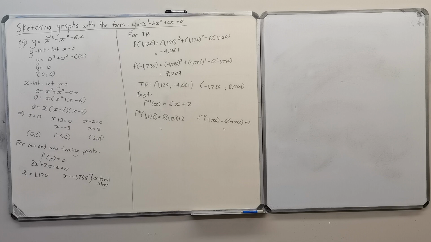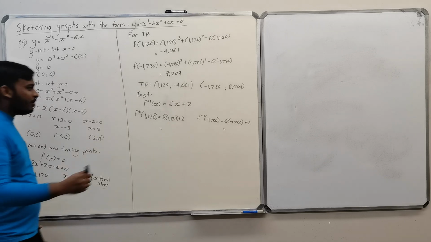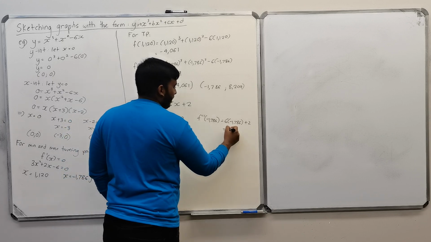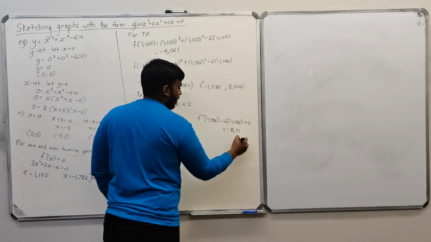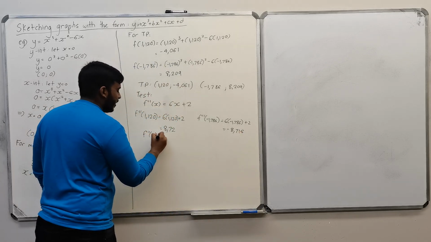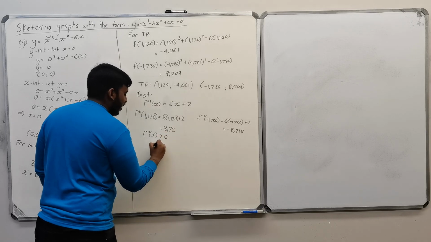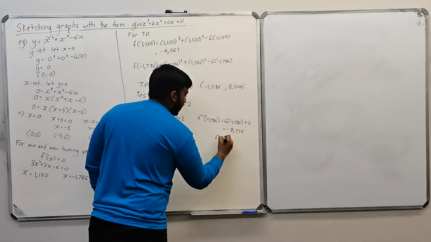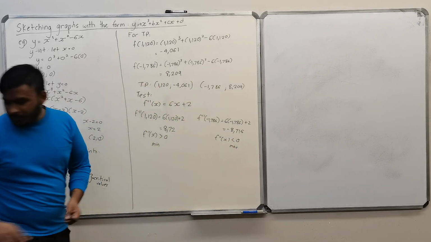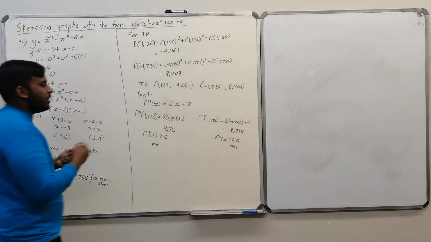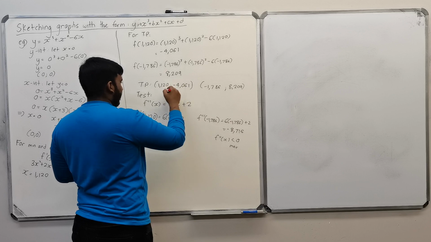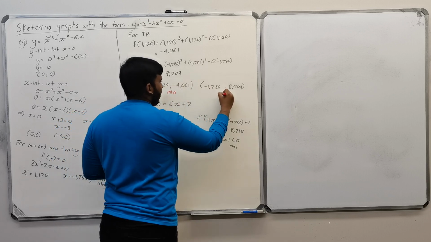The first one is 8.72. And this one? Minus 8.716. Okay? So, because f double prime x is greater than 0, this is a minimum point. And because this here is less than 0, it's a maximum. So, we know our turning point here, this one here would be minimum. This one here would be maximum.